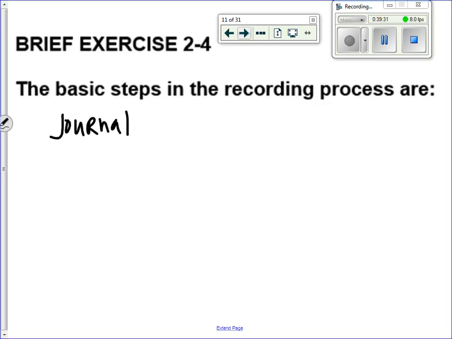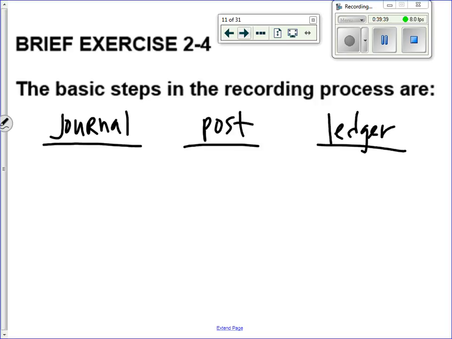Journal, post, ledger. You're also going to see reference to the journal and the ledger as the general journal and the general ledger.